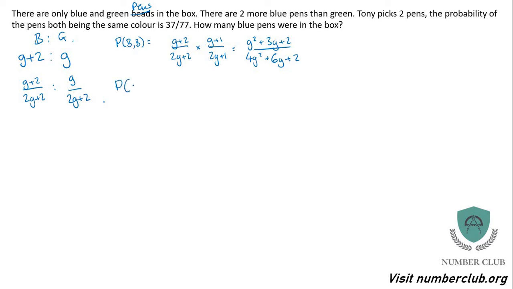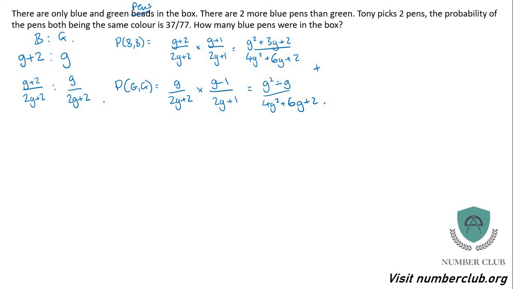The probability of getting green and then green would be G over 2G plus 2, which is this fraction here, multiplied by, have a think, that's right, it's G minus 1 over 2G plus 1. Okay, expand that out, we'll get G squared minus G over 4G squared plus 6G plus 2. Alright, so that's the probability of getting both blues, that's the probability of getting both greens. We need to add those up to say that the total of those probabilities must equal 37 out of 77.